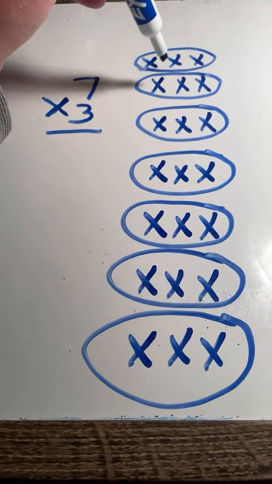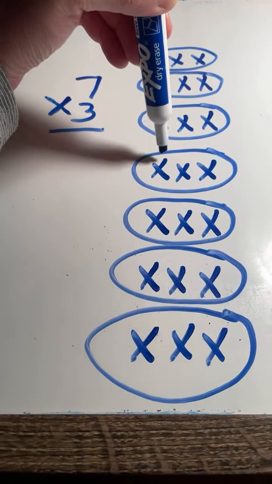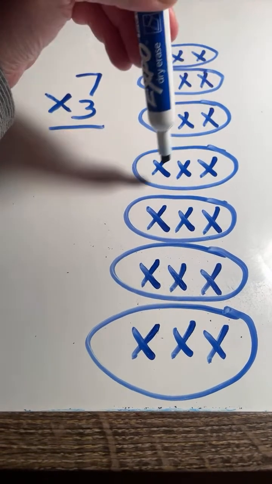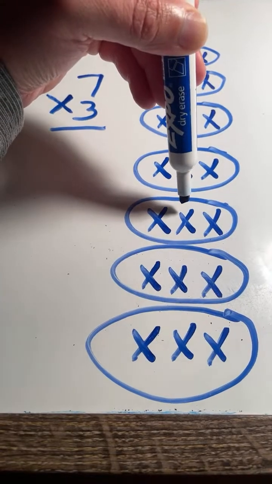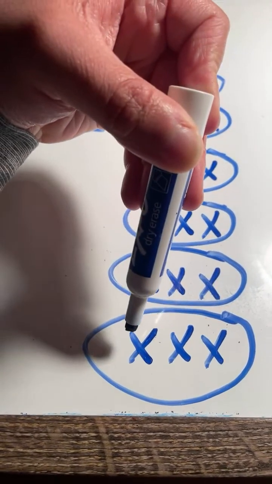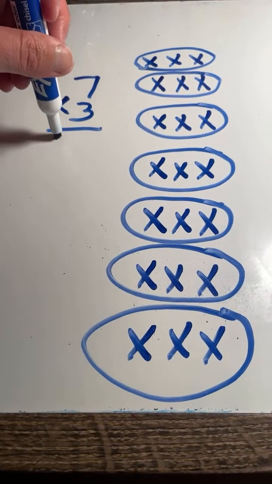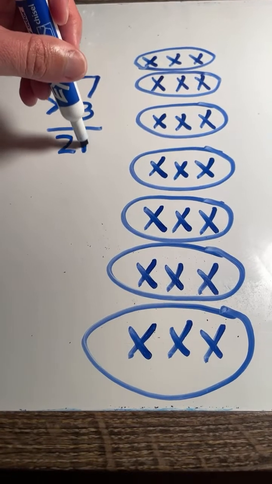1, 2, 3, 4, 5, 6, 7, 8, 9, 10, 11, 12, 13, 14, 15, 16, 17, 18, 19, 20, 21. 7 times 3 equals 21.